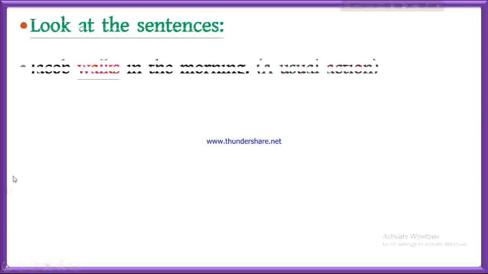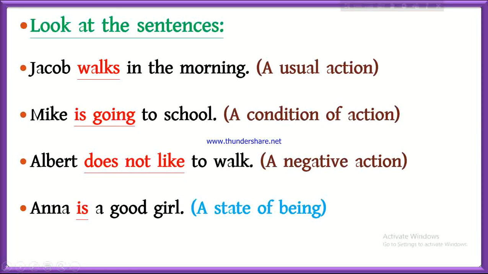Please look at the sentences here. Here we have four sentences. The first sentence is Jacob walks in the morning. Then Mike is going to school. Albert does not like to walk. And last of all is Anna is a good girl. Here in these sentences we have red colored underlined words. Now can you guess what is their function in these sentences?